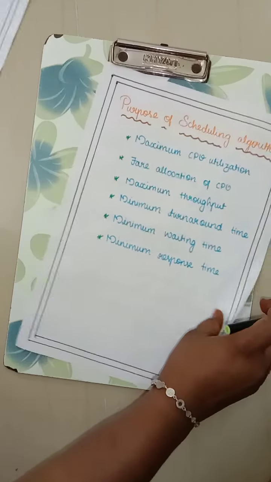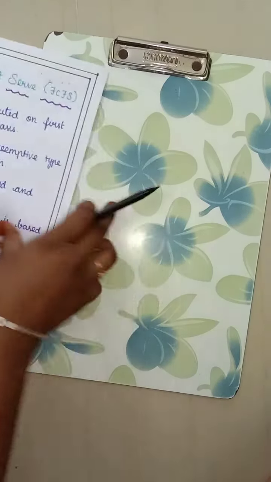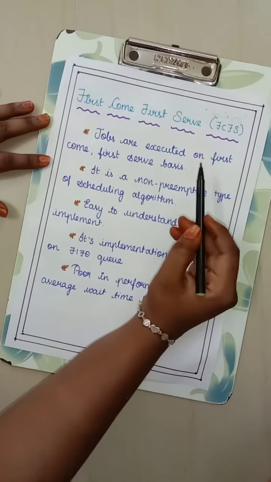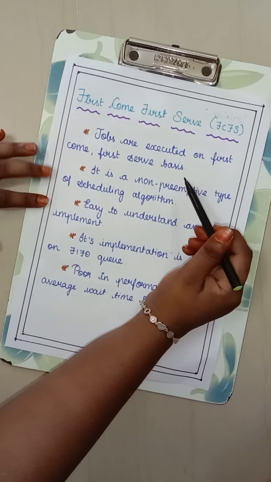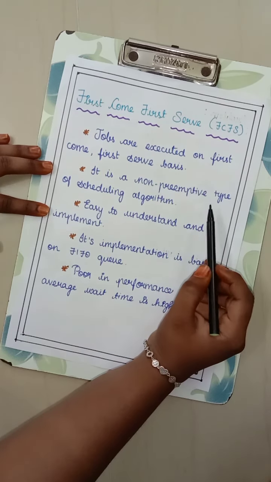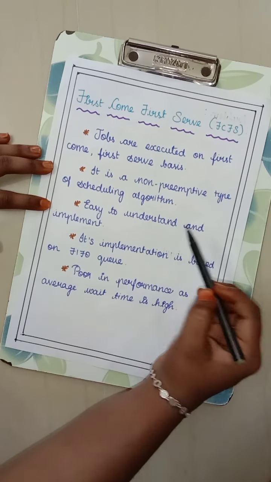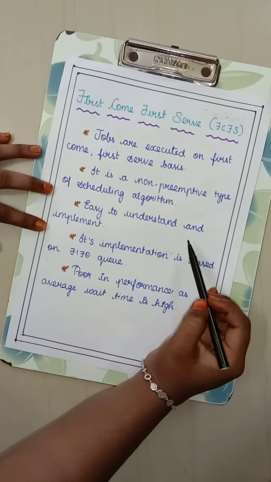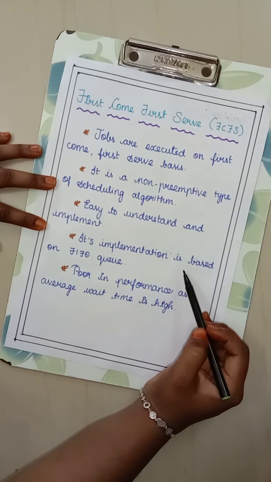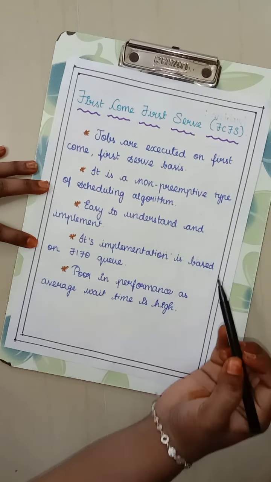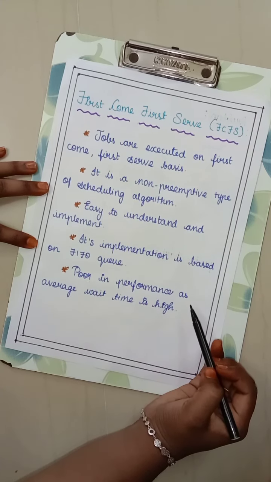Now we are going to see a brief about FCFS. The jobs are executed on a first come first served basis. It is a non-preemptive type of scheduling algorithm. It is easy to implement and execute. Its implementation is based on a FIFO queue. It has poor performance as the average waiting time is high.